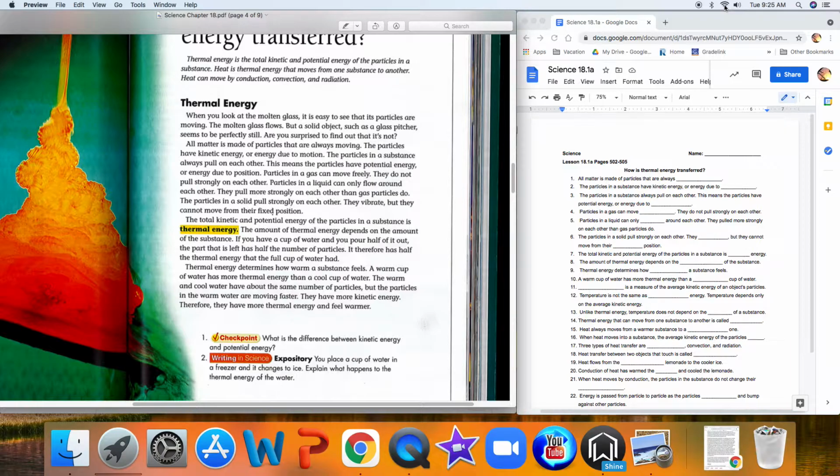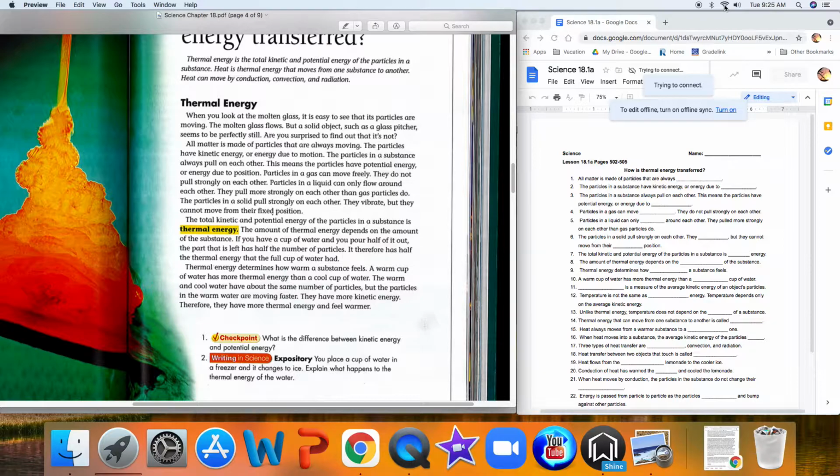Number 4, particles in a gas move freely, but they don't pull strongly on each other, guys. So I can spread out however I want. I can move freely in a gas. Number 5, in a liquid, we can only flow. We used the word slide when we did it way back in the day. We said spread out, slide. And then in number 6, in a solid, they can only vibrate. They can't move from their fixed position.